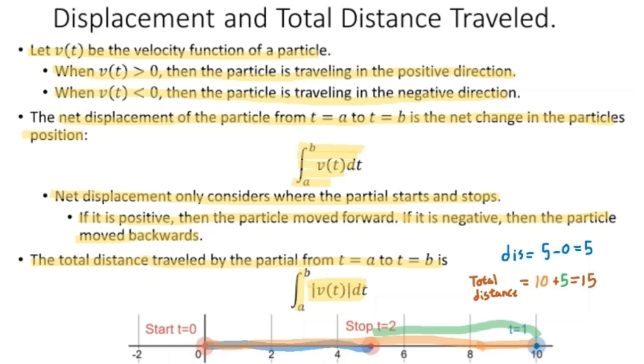The biggest difference between net displacement and total distance is that net displacement is only concerned with where we start and where we stop. All the times in the middle are irrelevant. Total distance traveled ignores direction. It doesn't matter whether we moved forward or backwards or switched directions in between. We account for every step taken throughout the motion.